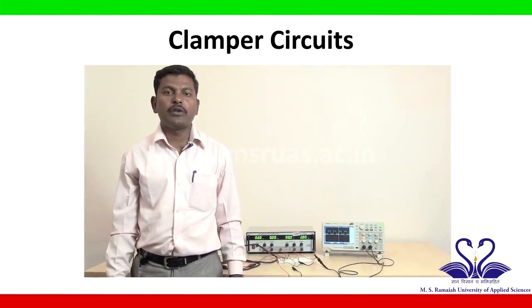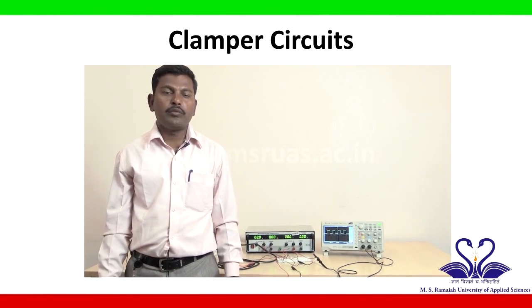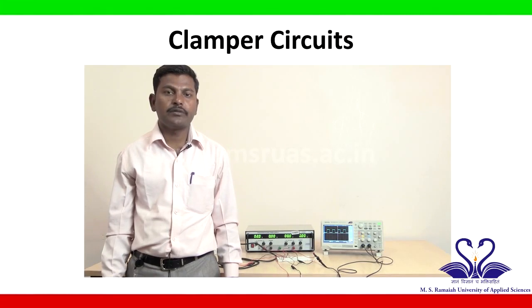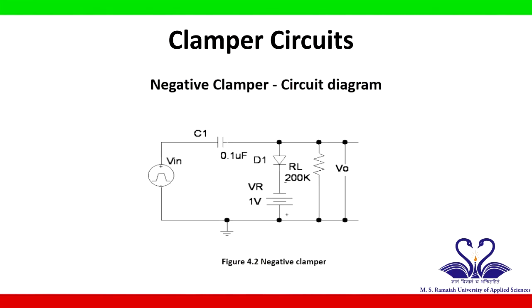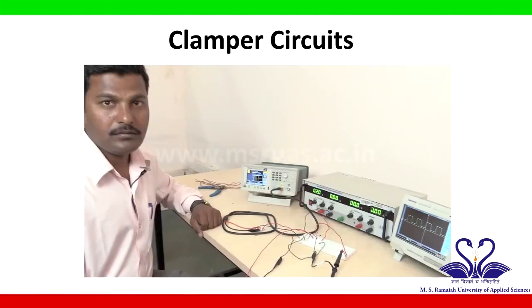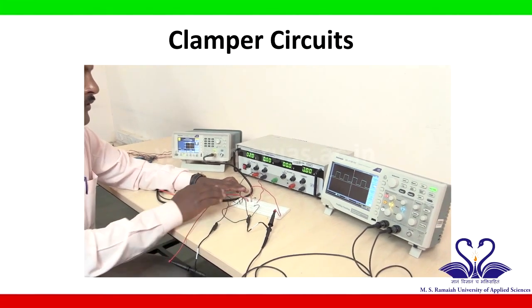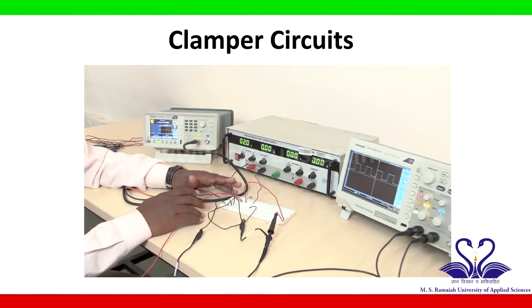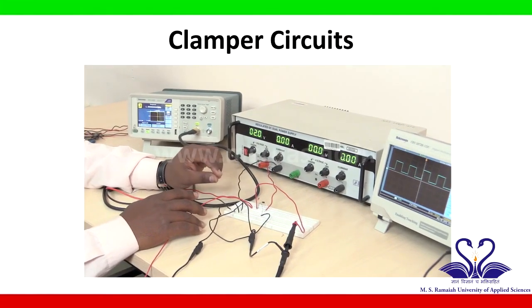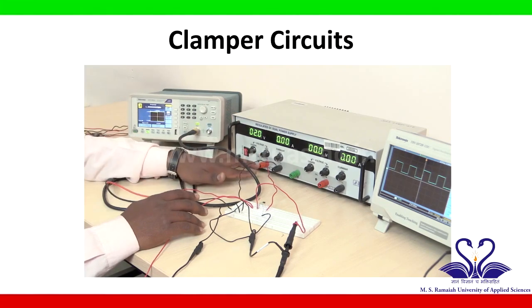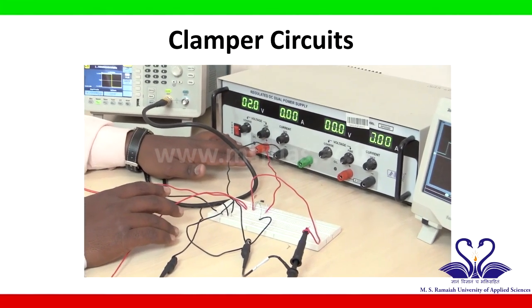Now we are done with the positive clamping circuit and observed the positive clamper output and also noted down the positive clamping level. Now we will begin with the negative clamping circuit connections based on the given circuit diagram. Already we have the circuit connection for a positive clamping circuit. If we compare the circuit diagram of the positive clamping circuit and the negative clamping circuit, there is a small difference, that is, the diode orientation has been reversed and the DC power supply terminals have been reversed. So I will do the corresponding changes.